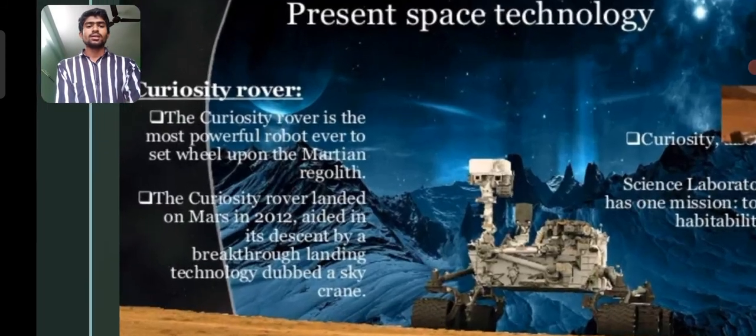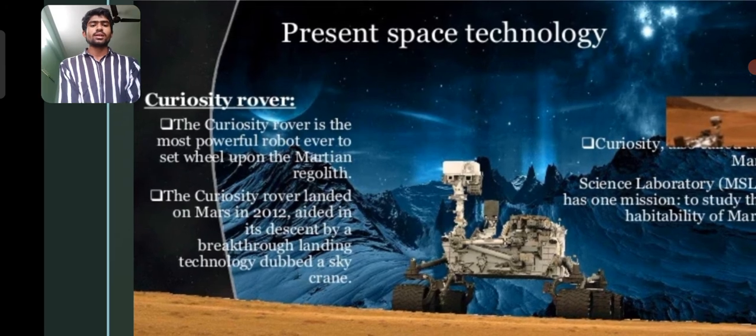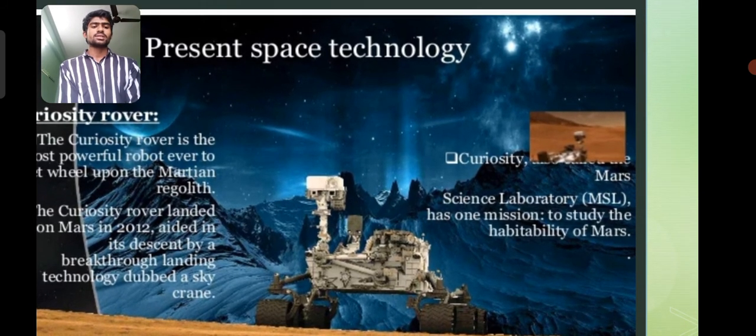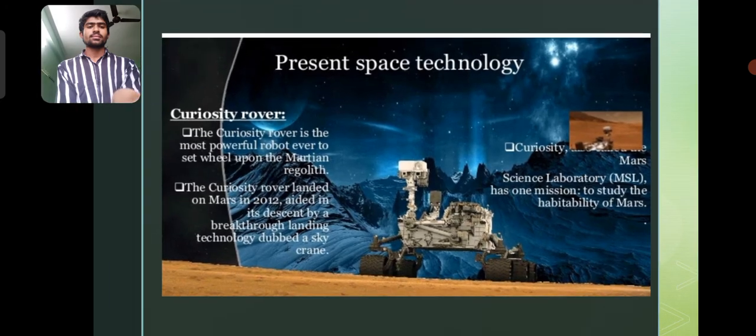And next, Curiosity rover. The Curiosity rover is the most powerful robot ever set wheel upon the Martian regolith. The Curiosity rover landed on Mars in 2012, aided in its descent by a breakthrough landing technology dubbed the sky crane. The Curiosity, also called the Mars Science Laboratory, MSL, has one mission: to study the habitability of Mars.